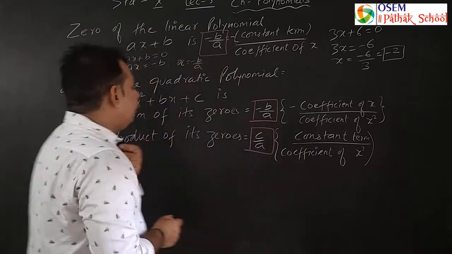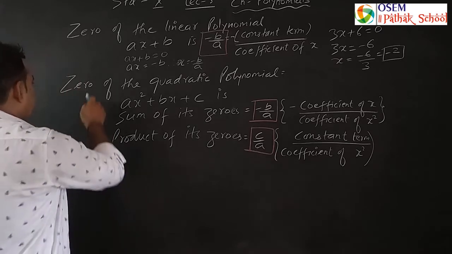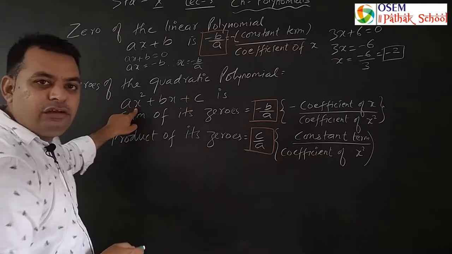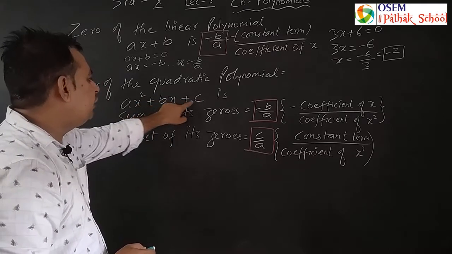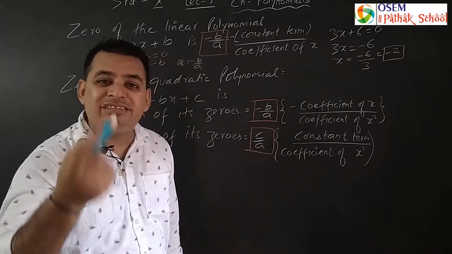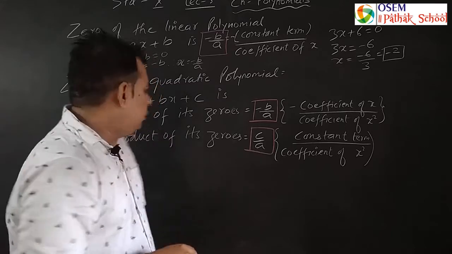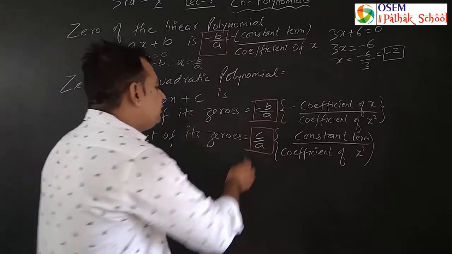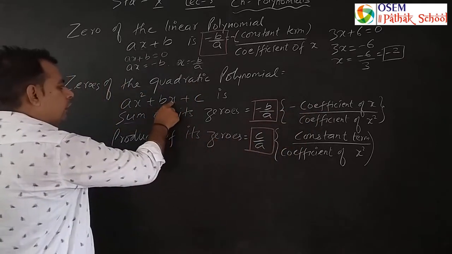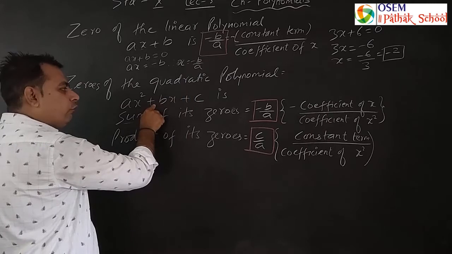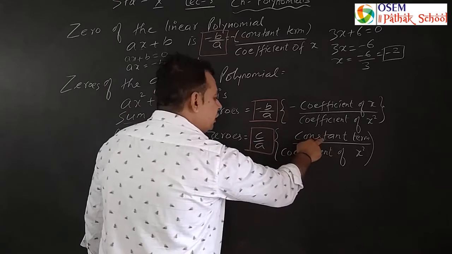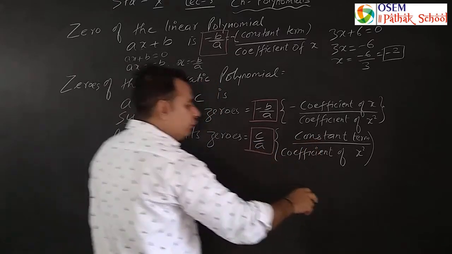Now I am going to explain the zeros of the quadratic polynomial, that is in the form of ax square plus bx plus c. So here we will get 2 zeros. One will be the sum and another will be the product. Sum of the zeros, its formula is minus b by a, that is minus coefficient of x. The number with x, in the form of minus, and product of the zeros will be c by a. I told you c is a constant term where a is the coefficient of x square.